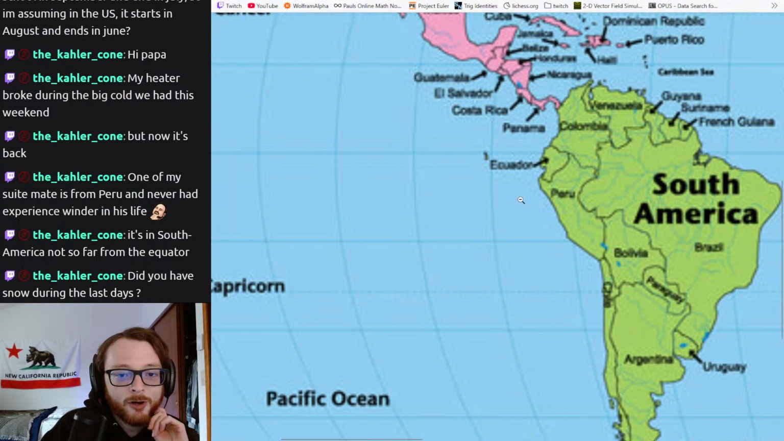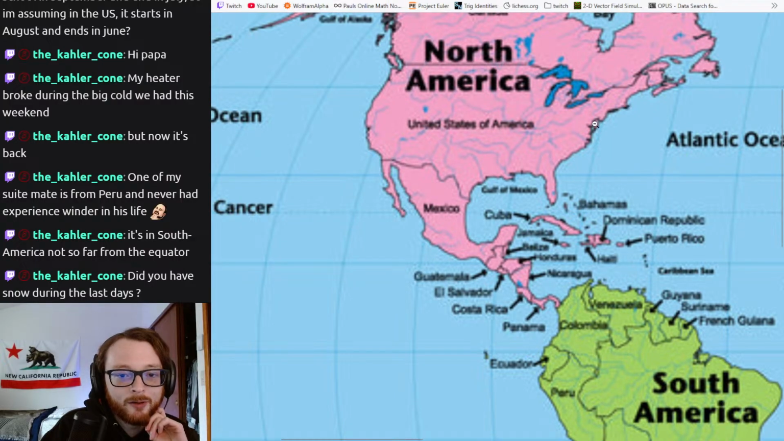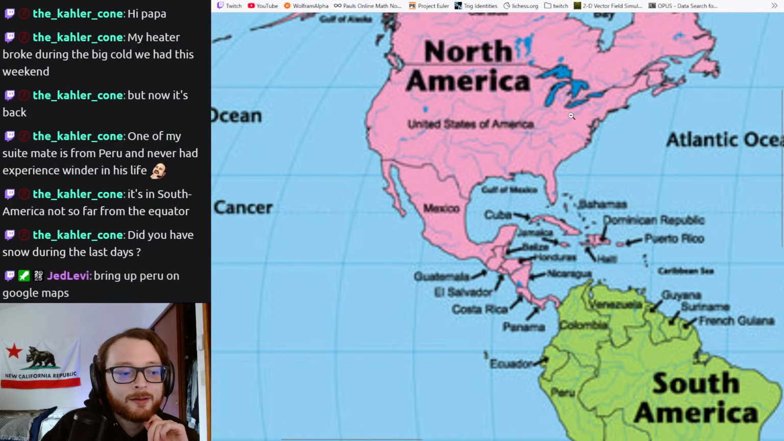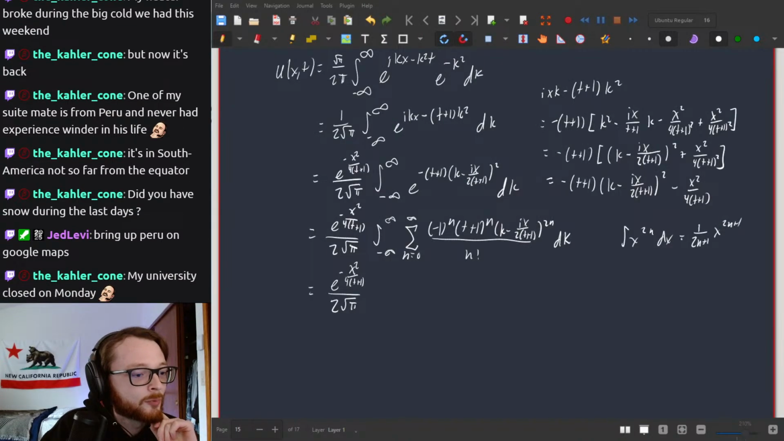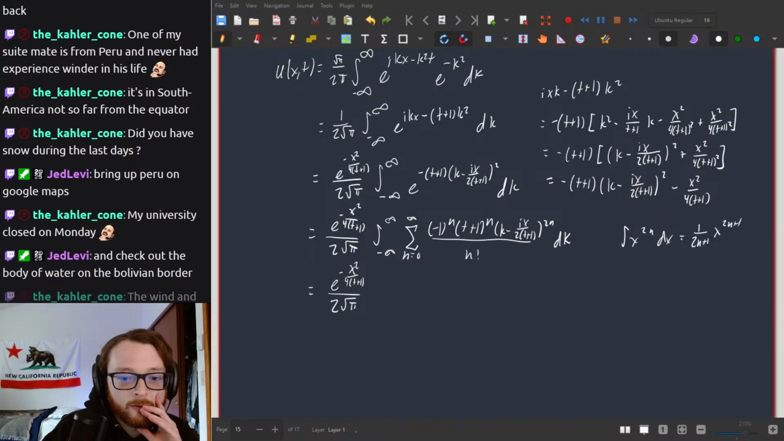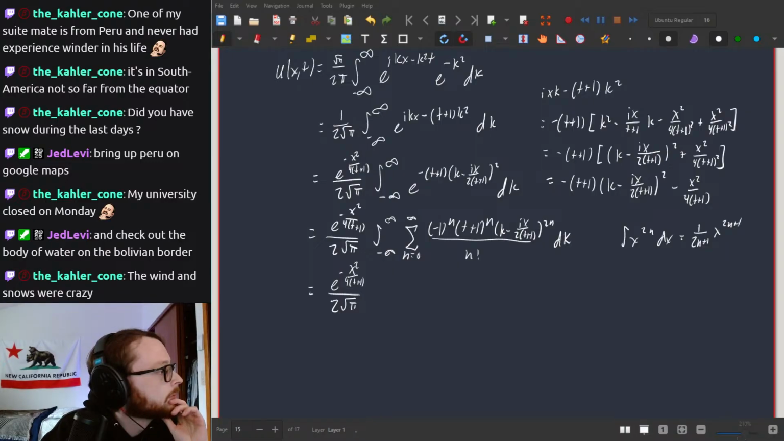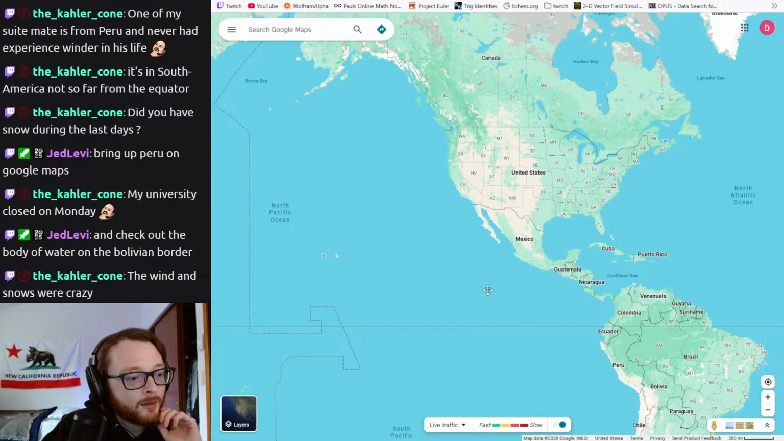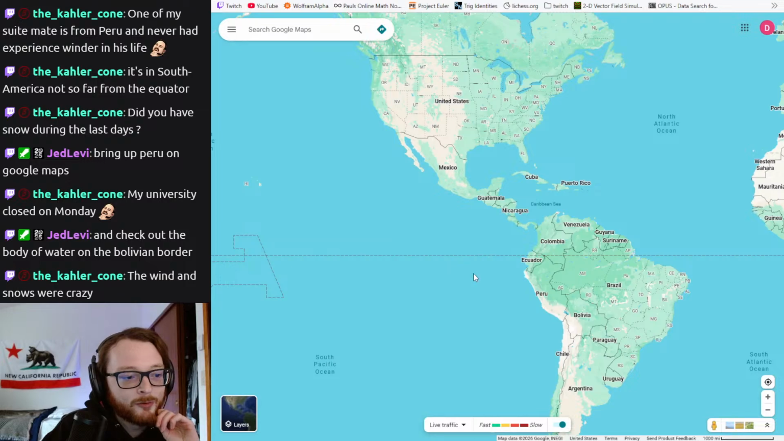Did I have any snow? No. We got below freezing for like a high. Like the high of the day was below freezing one day. But that's about it. Bring up Peru on Google Maps. Okay. Wait, what the hell? Maps.google.com. Just hiding the screen for a second because Google Maps is a little good at guessing exactly where you live. University closed on Monday. Wind and snows are crazy. Jeez.